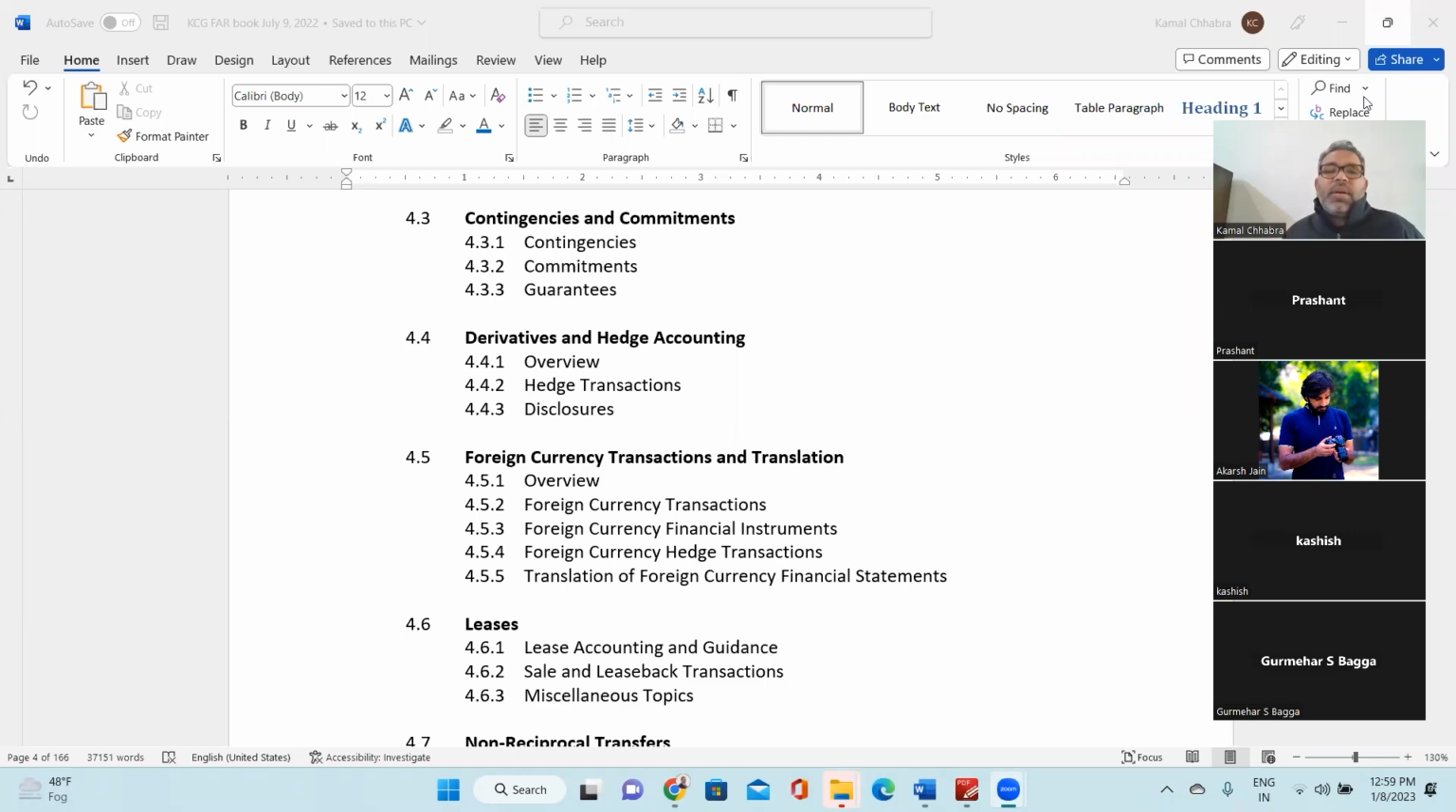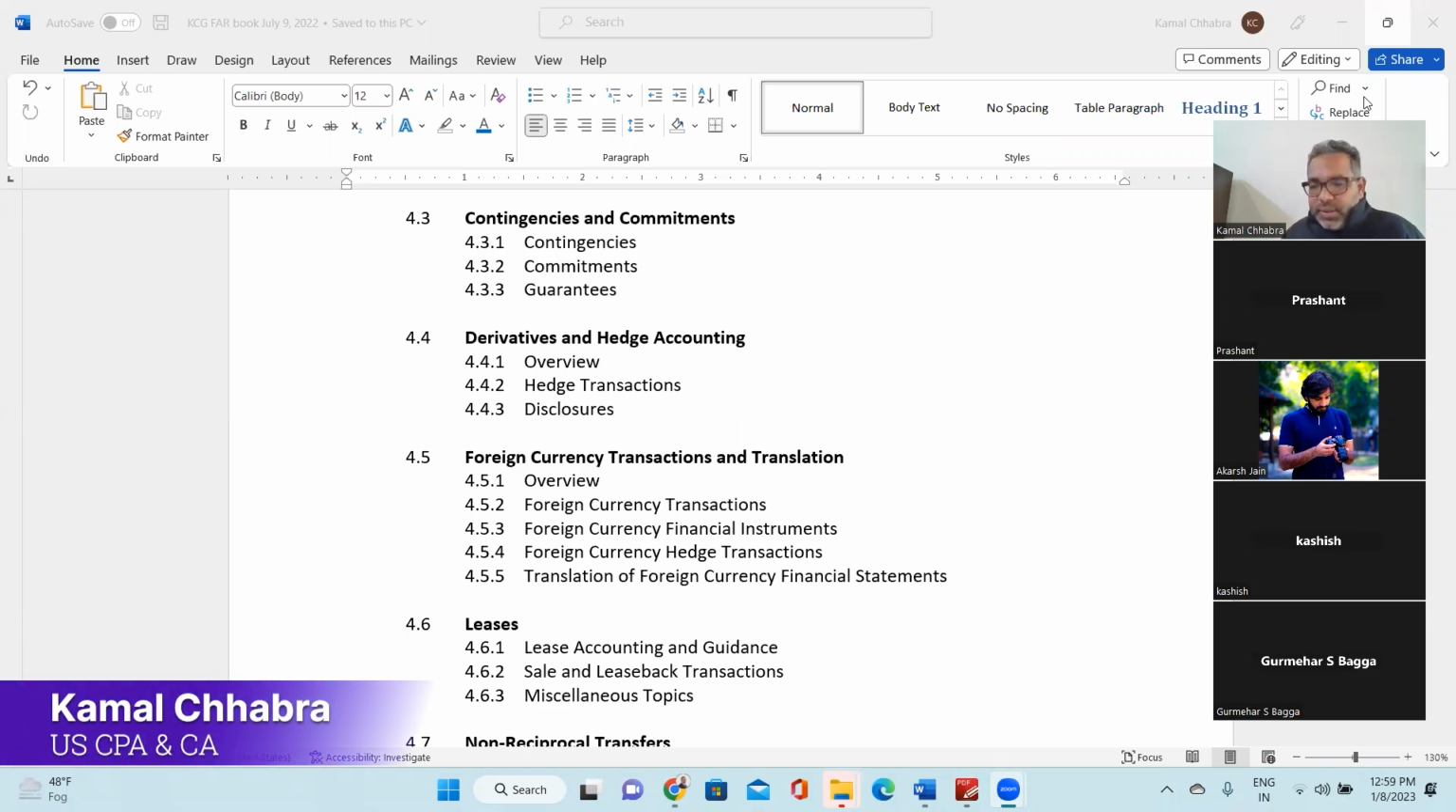Next is foreign currency transaction and translation. What is foreign currency transaction? You are purchasing something from outside country or selling something to outside country. It can be goods or it can be services. That is called transaction, right? And from that transaction, there might be some payable or there might be some receivable possible, right?